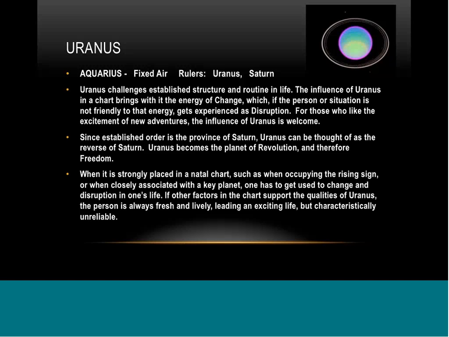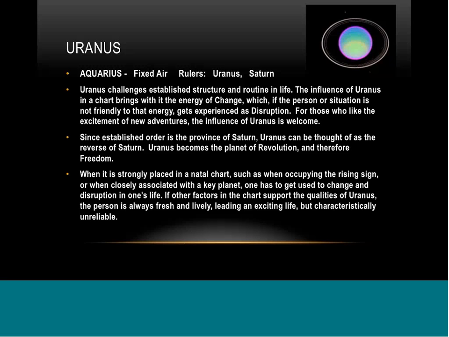Now, Saturn is all about order and keeping things under control and locked down and structured, and so on. But Uranus is the opposite, and it is the reverse of Saturn. It is a planet of revolution, and therefore freedom is about breaking boundaries and barriers, and the opposite of what Saturn's all about. When Uranus is strongly placed in the chart, occupying the rising sign or closely associated with the key planet, any particular planet, then you've got to get used to change and upheaval in that area of your life, whatever that is.